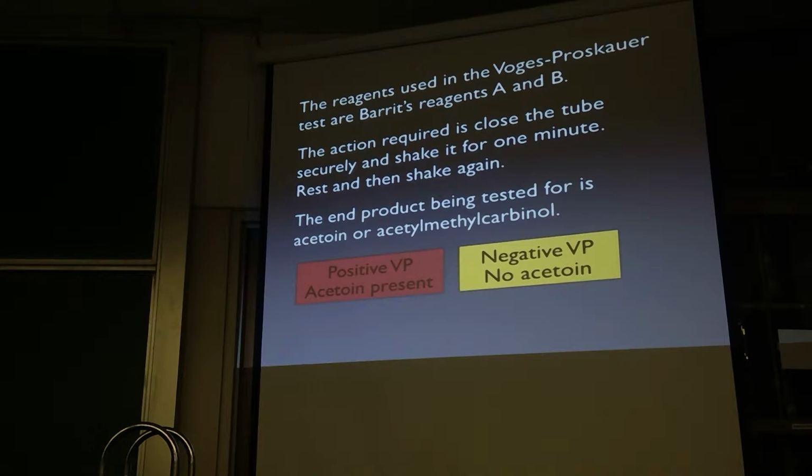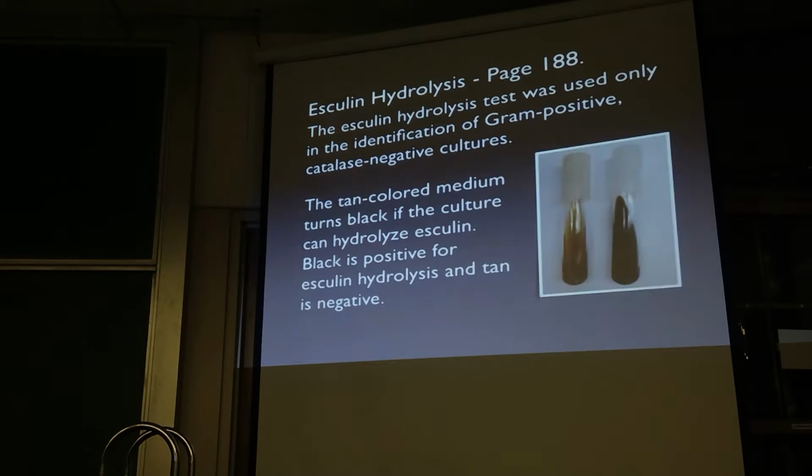This is showing the color change for the VP test. So you do the VP test first. You have to take out part of the culture to do it. If you accidentally put your Barrett's reagent, alpha-naphthol and alcohol, and 40% KOH into the original culture tube, do you think you can read a methyl red test then? Why not? Because you just put in 40% potassium hydroxide. You made that exceedingly alkaline. You're not going to be able to read a methyl red test. So make sure you take part of it out to do your VP test first.